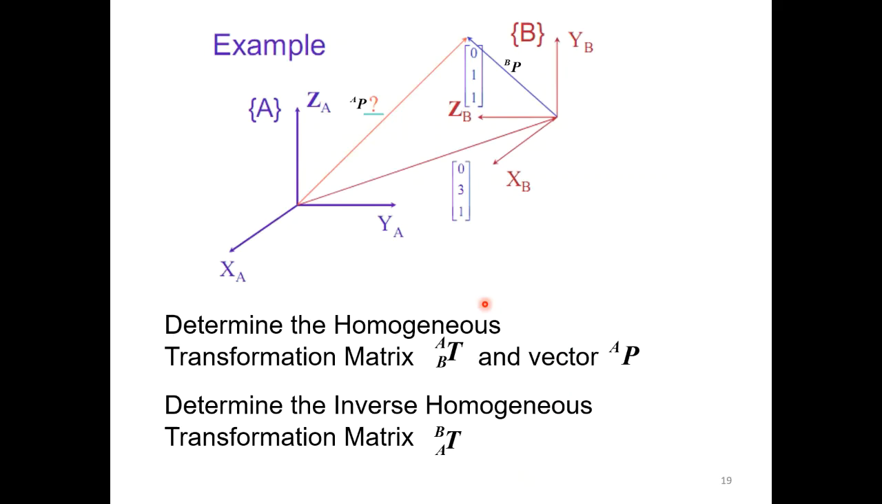So please take down this one, right? You can get a photo of the screen and work this out. So there you have two coordinate frames A and B. Determine the homogeneous transformation matrix ABT and vector AP. Determine the inverse homogeneous transformation matrix BAT, right? So I want you to do that and submit to me online. I will put this as a quiz for this week. Please do it and submit before the next class, right?